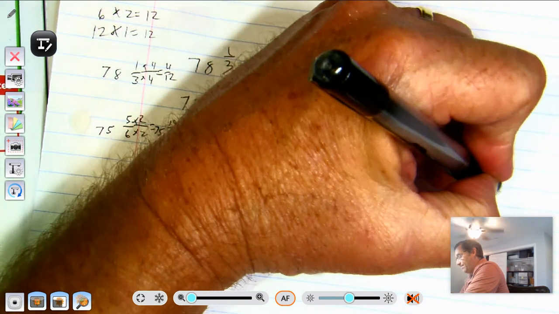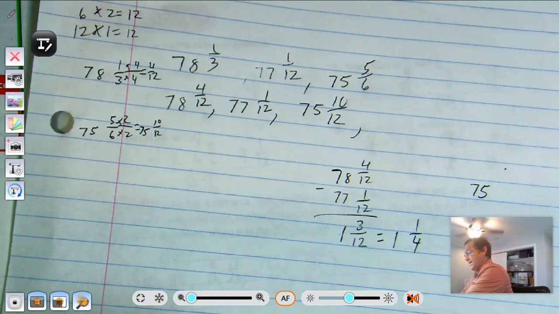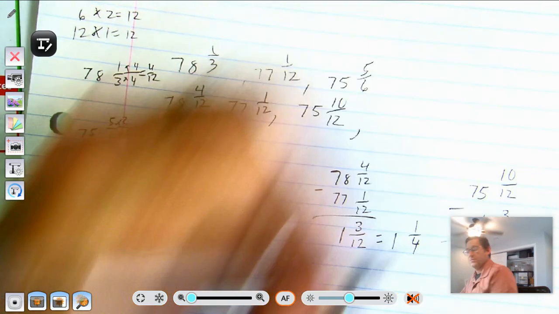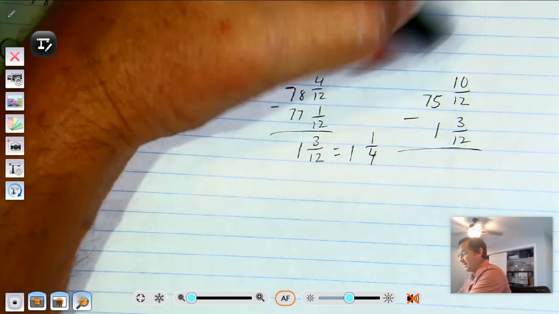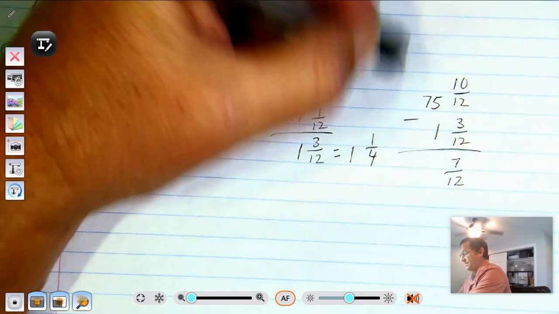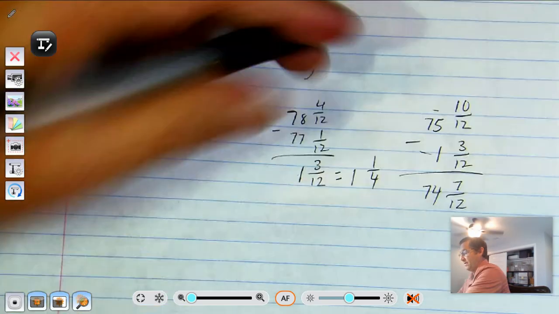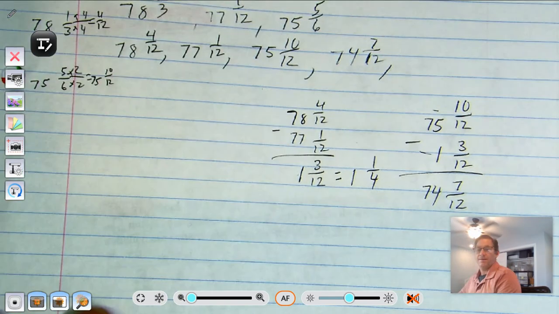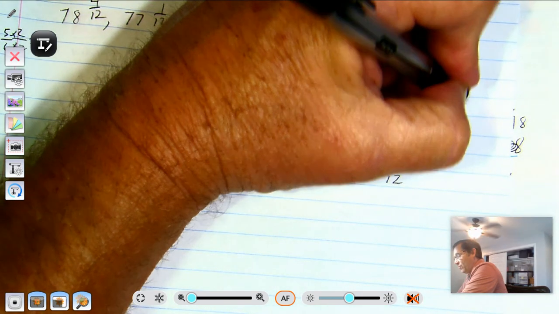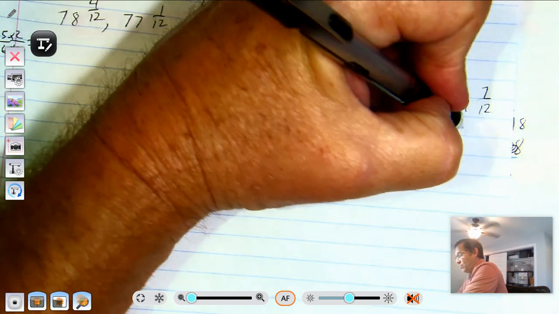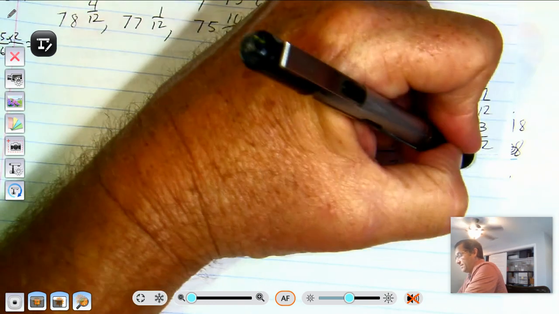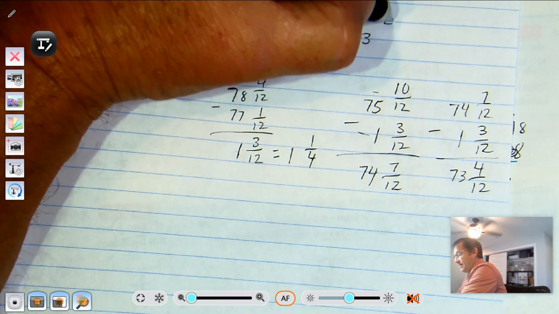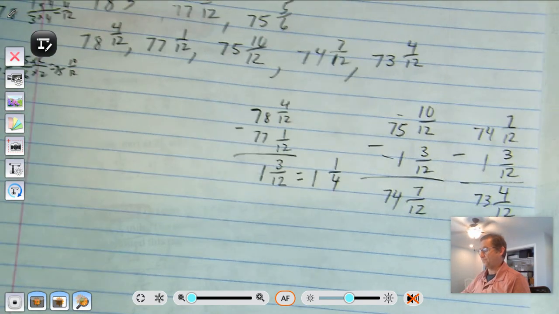So 75 and 10/12 minus 1 and 3/12 will give us Thursday. 10 take away 3 is 7. 75 take away 1 is 74. So Thursday we'd be at 74 and 7/12 mile. And Friday, 74 and 7/12 minus 1 and 3/12. So Friday, 73 and 4/12 mile.